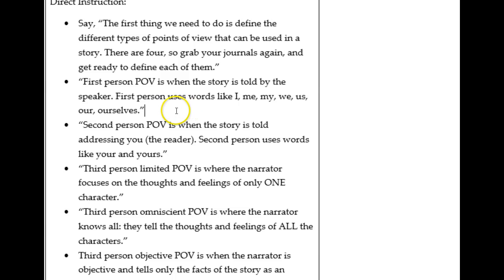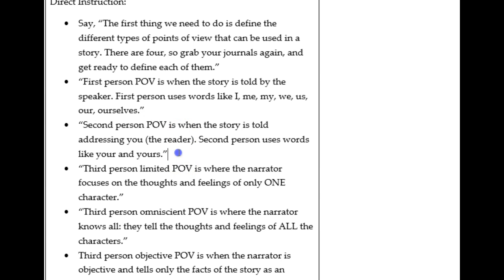First person point of view is when the story is told by the speaker. First person uses words like I, me, my, we, us, our, and ourselves. Can you think of any examples? Wait for it. And then you have a few ready in your arsenal as well. Examples. What about this common text or this one? Use some children's lit, some young adult lit, some popular fiction, whatever.